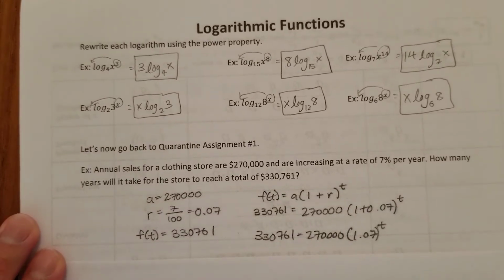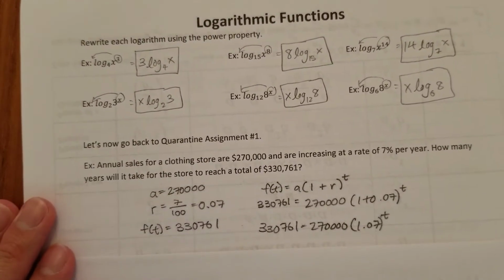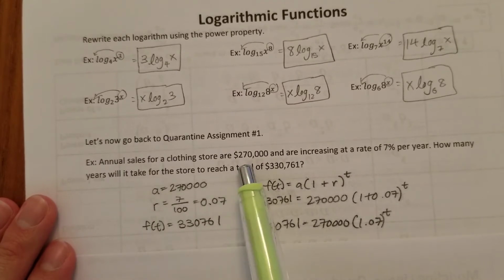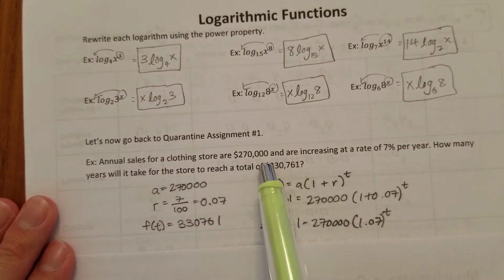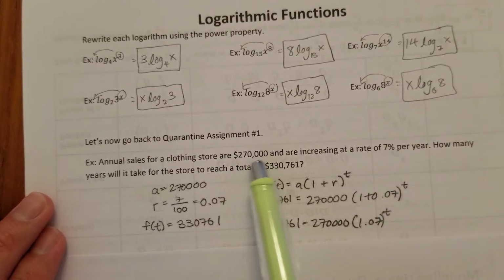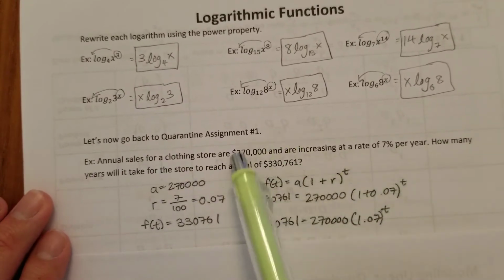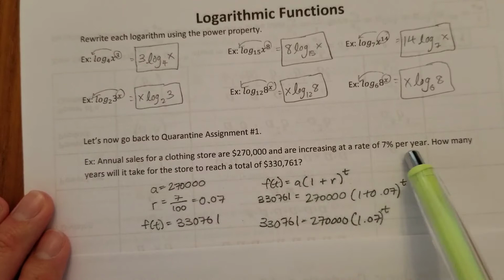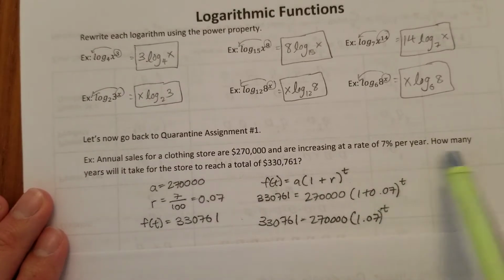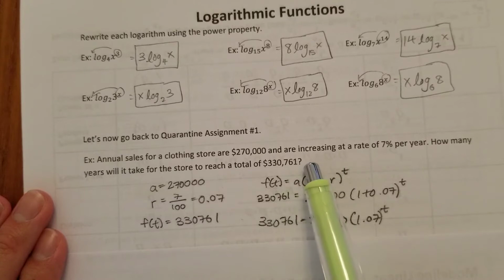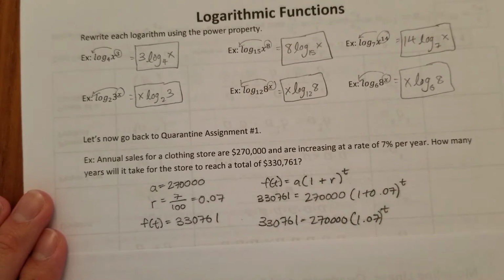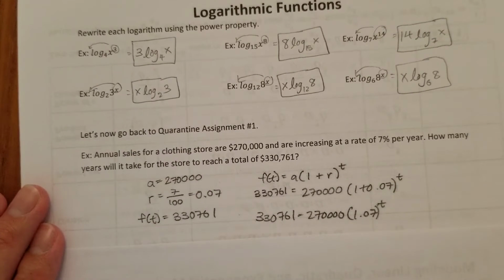Okay, so quarantine assignment number 1, if you guys did it. Annual sales for a clothing store: you start with 270,000, and the sales will increase by 7% per year. How many years will it take for the store to reach a total of $330,761?